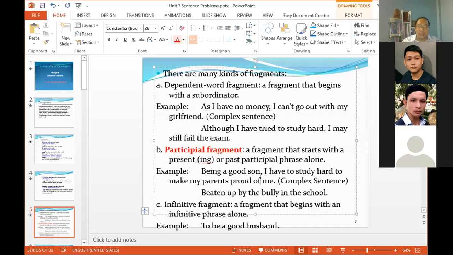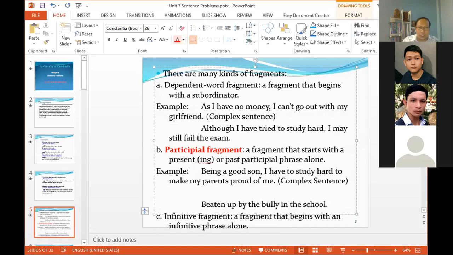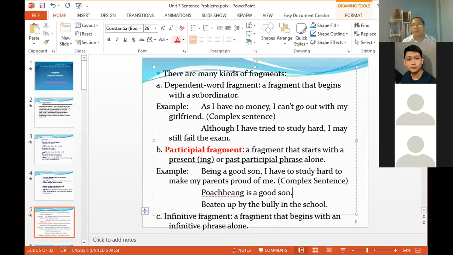And the second way, we just add a subject and verb. So we can say, Bao Qiang is a good son. Okay, can we understand it? Yes, teacher. Yeah, that's it. This is the second way. So the first way, I add one sentence to make it complete, and the second way, I add a subject and verb. This is about the way we correct the present participle fragment.